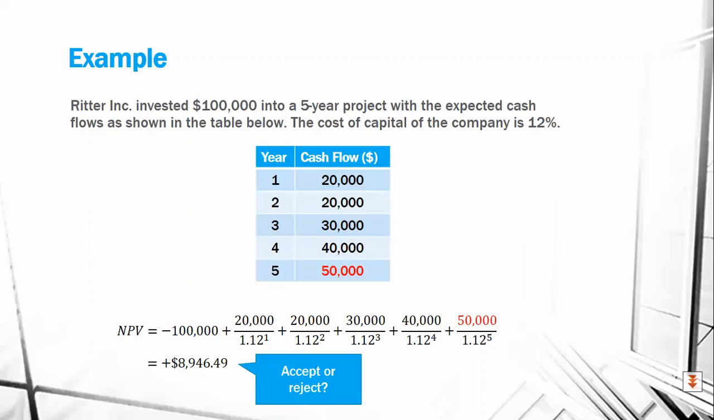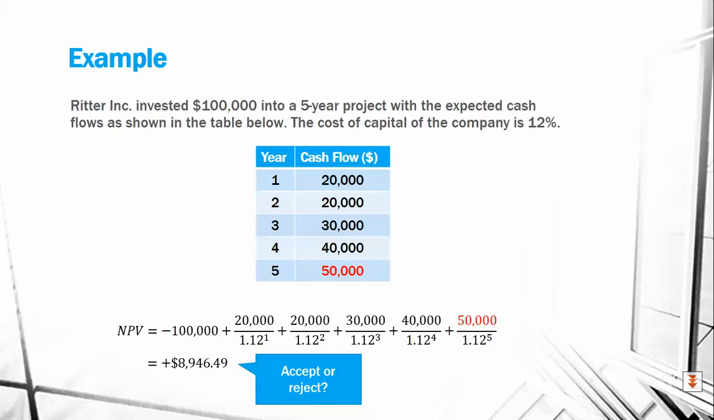So, do we accept or reject the investment? From what we can see here, the NPV of the project is $8,946, and since it is positive, we will accept the project, as it adds value to Retail Incorporated's shareholders' wealth.